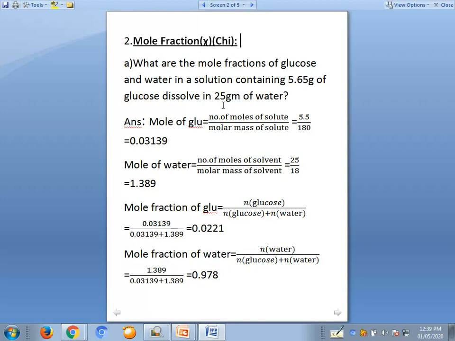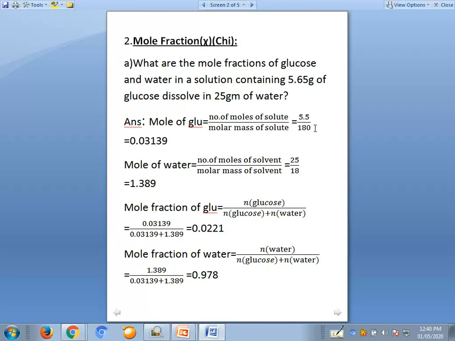Now, how to solve problems related to this? First we are going to calculate the number of moles of glucose. What is the formula for number of moles? We know, we are studying first year also. So moles is given by mass of solute divided by molar mass of solute. What is the quantity of solute present here? It is 5.65 grams. Now, molar mass of solute: here the solute is glucose. When I calculate the molar mass of glucose, it is nearly equal to 180.